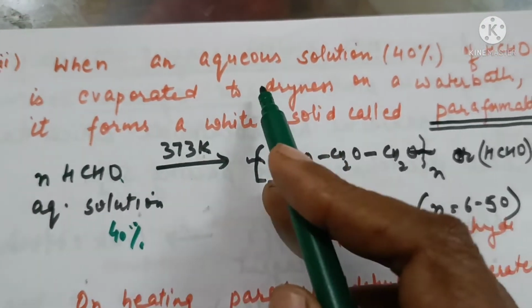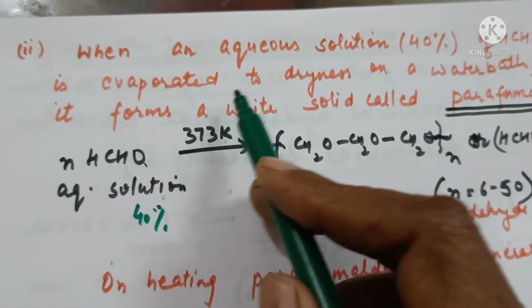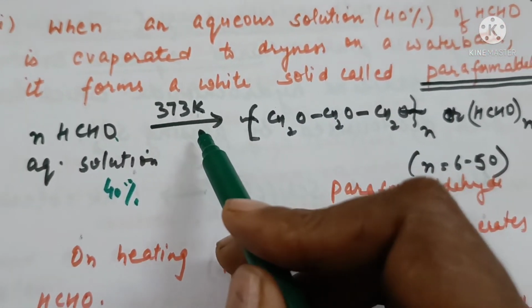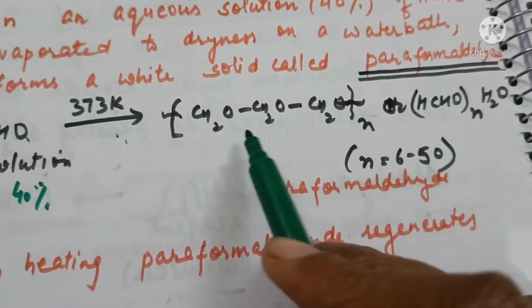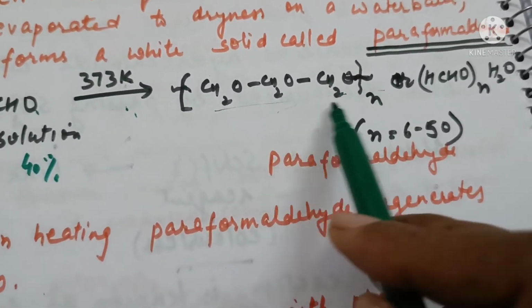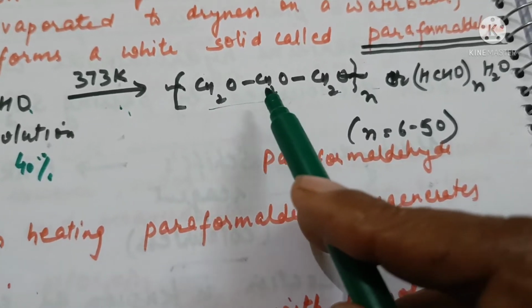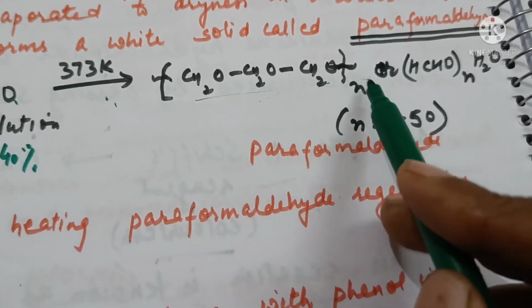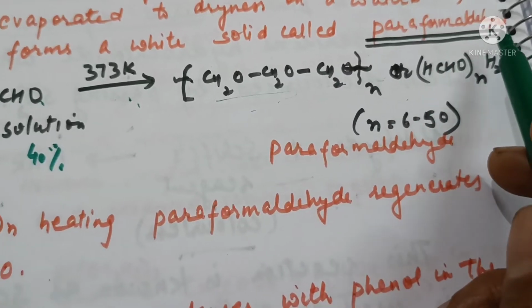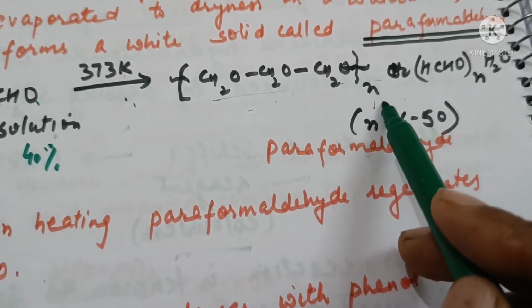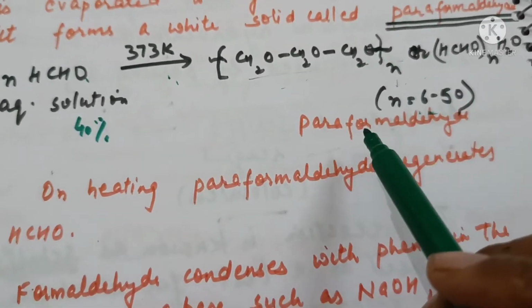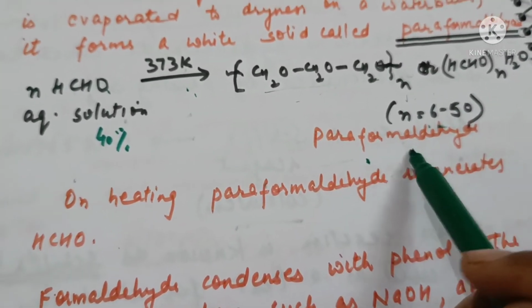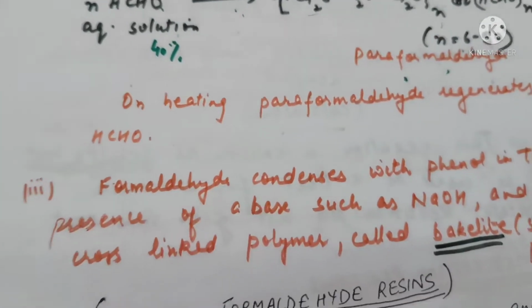If an aqueous solution of 40% formaldehyde is evaporated to dryness on a water bath, it will form a white solid called paraformaldehyde, where a linear polymer is formed. CH2O will combine with itself n times to form this paraformaldehyde. The value of n can be between 6 to 50 and the product is known as paraformaldehyde. On heating, it will regenerate the formaldehyde.